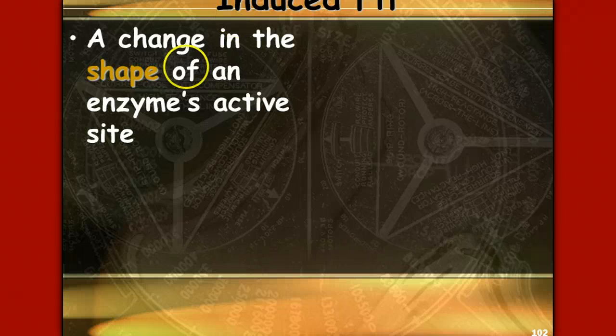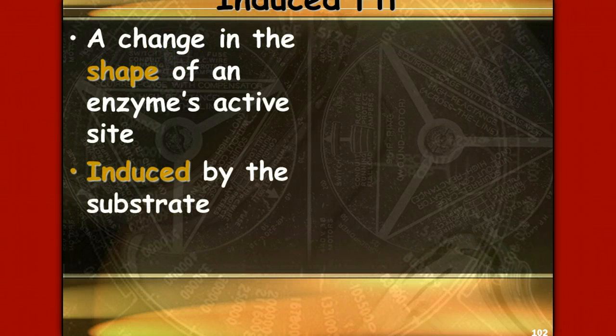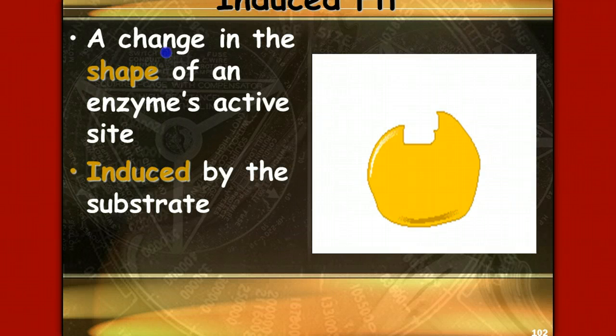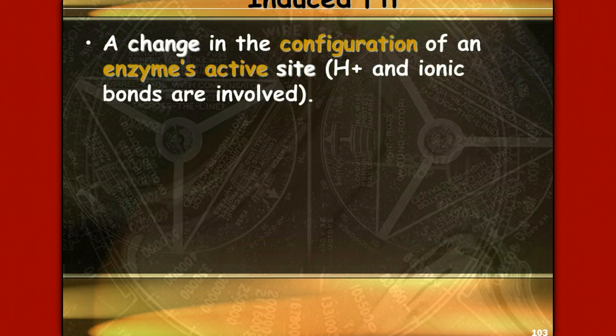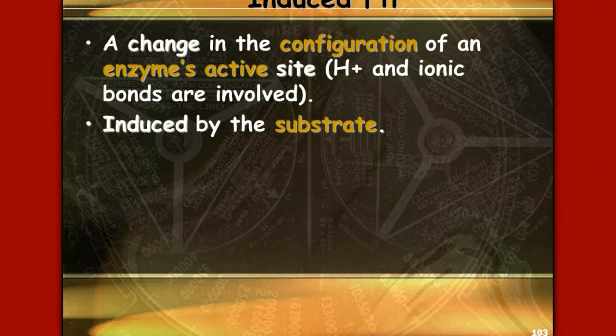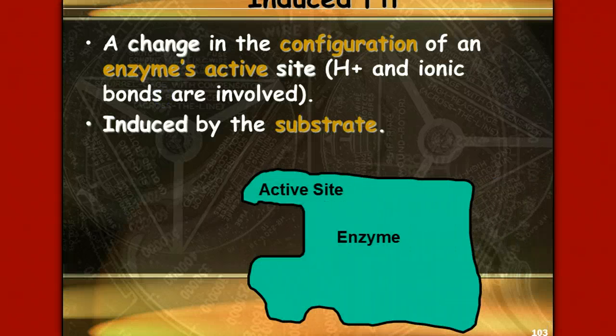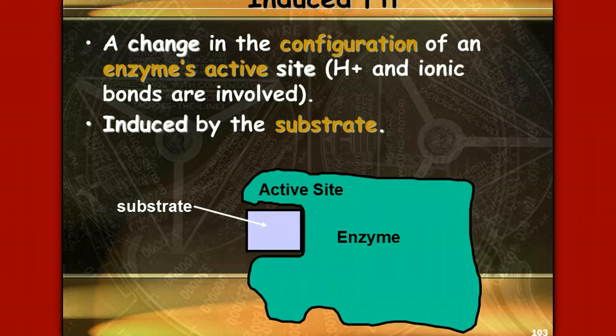Induced fit. This is what we consider to be induced by the substrate. So when we look at that enzyme, sorry, I went backwards. So that induced fit causes a change in the configuration of an enzyme's active site. This is where hydrogen ions and ionic bonds are involved. This can be induced by the substrate itself. So when we look at the enzyme, we have that substrate that fits in there, and that's what we call the induced fit.